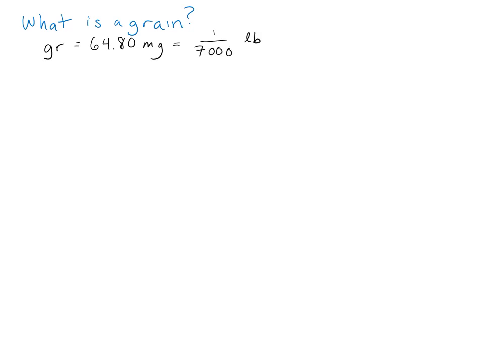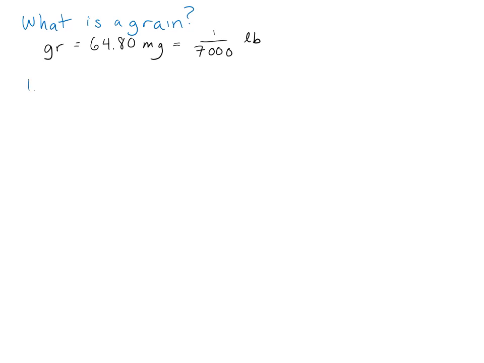So the first question here is, what is a grain? It turns out that a grain, abbreviated GR, is equal to 64.80 milligrams. And that comes from, who knows why, but it's 1/7,000th of a pound. We'll use the conversion to milligrams.